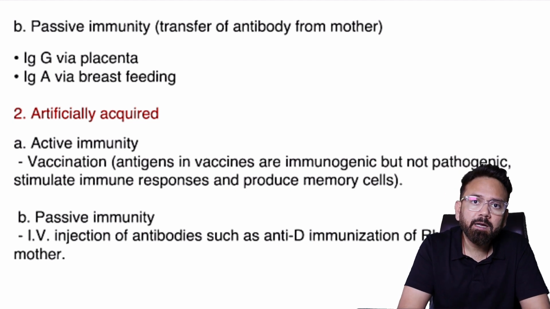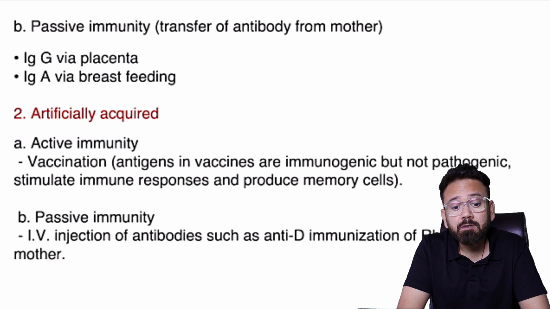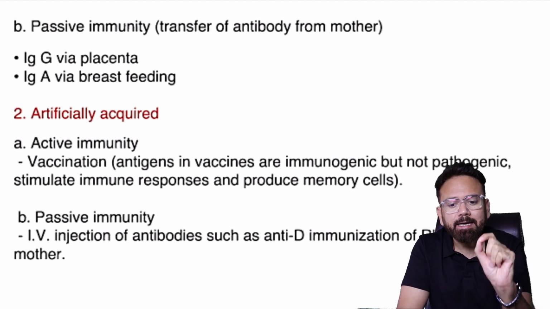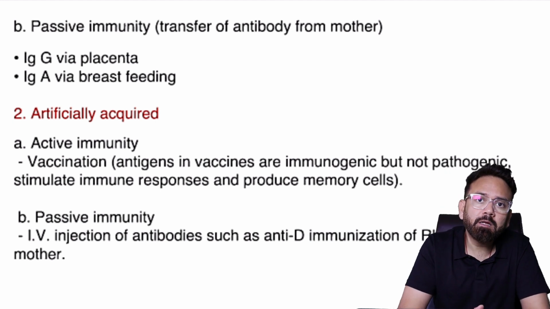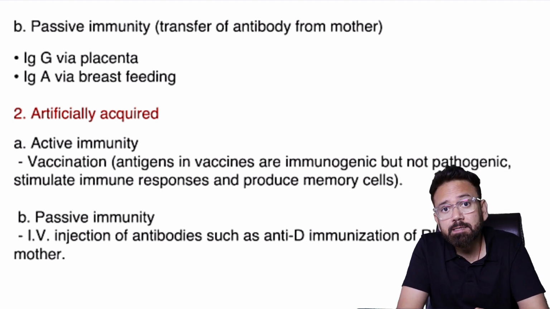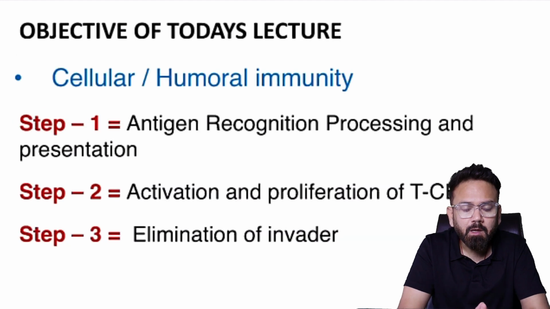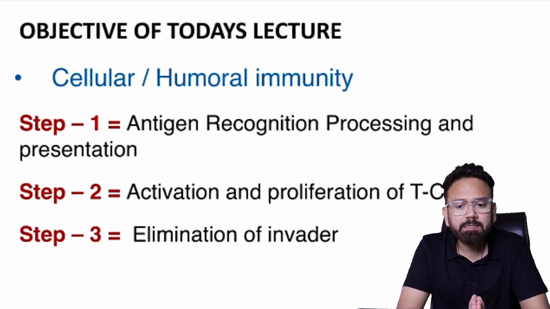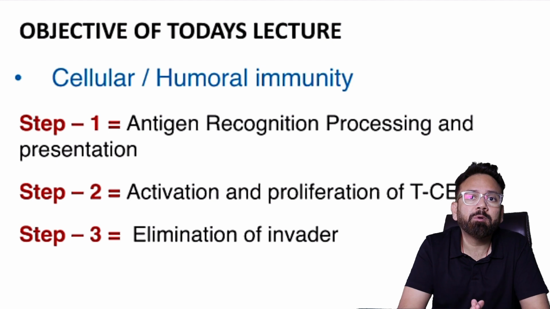Artificially acquired immunity can be active immunity like vaccination, or it can be passive immunity, again by vaccination. So if you are giving attenuated antigen, it is active immunity, and if you are giving antibodies, it is passive immunity. Now, the objective of today's lecture is cellular or humoral immunity.